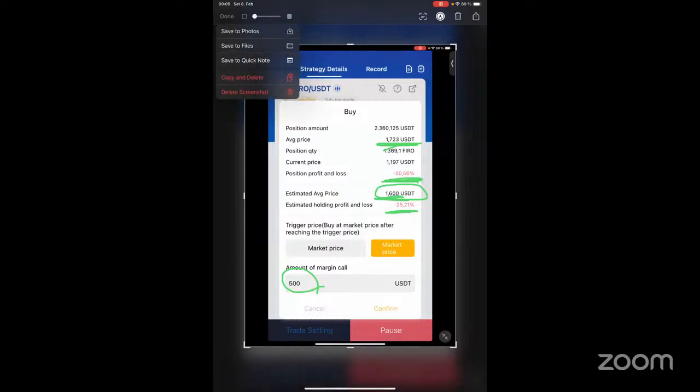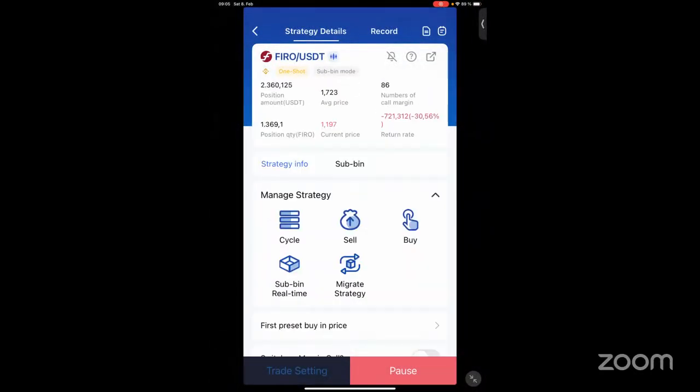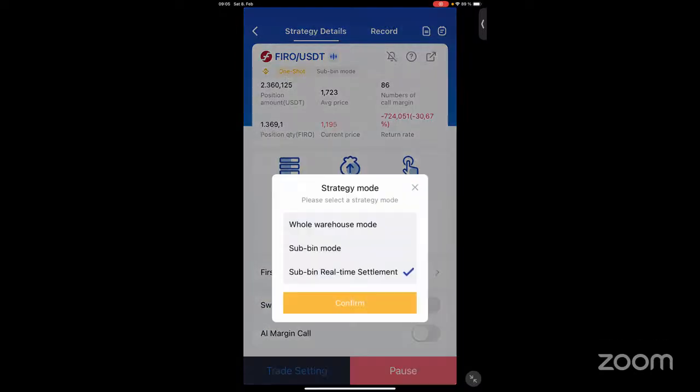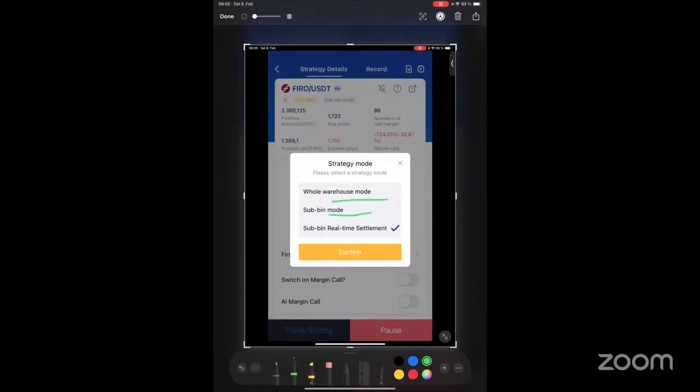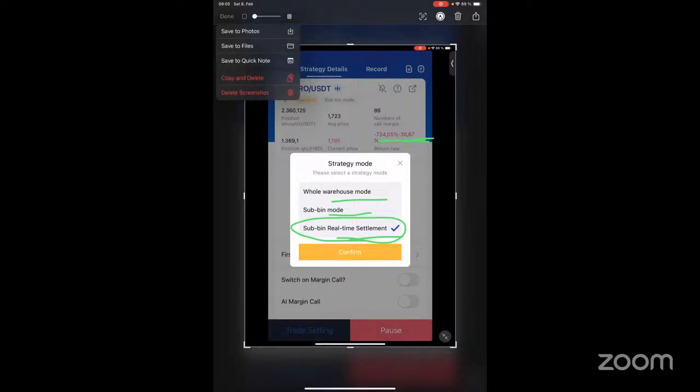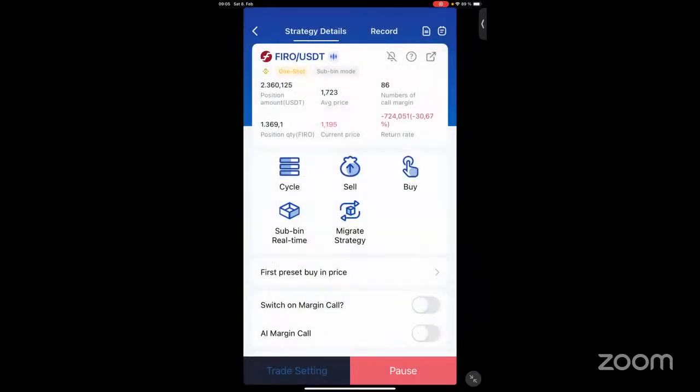It's really good when you do that. If you are in a huge floating loss, you want to come out from it quickly, you can use this approach. All right. So yeah, the sub-bin real time. If you tap here, you see all the strategy modes I explained earlier on. Okay, so this one still gives me profit even though I'm in a dip of negative 30. That is the real-time settlement.